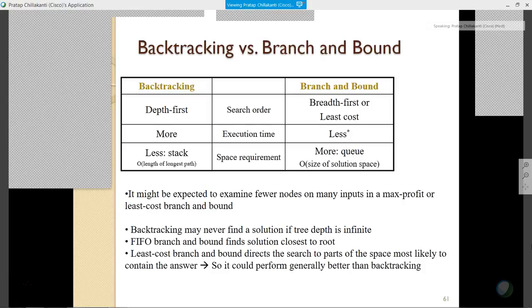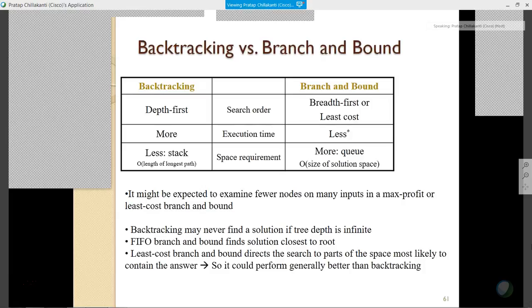Now, space requirement. Space requirement for branch and bound would be more, because it's a little bit tough for you to understand that part. In backtracking, you're building a stack, and as you backtrack, you're removing data from the stack. I don't know how to explain that beyond that. I'm sorry. You need to know more about operating systems to understand that, so we'll move on from there.